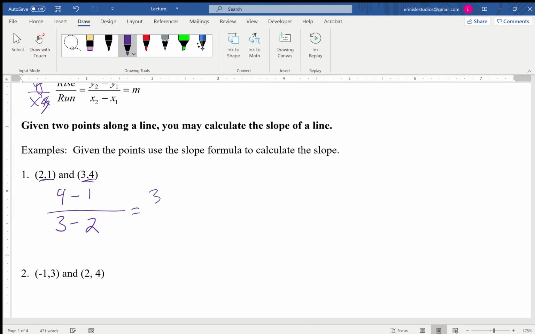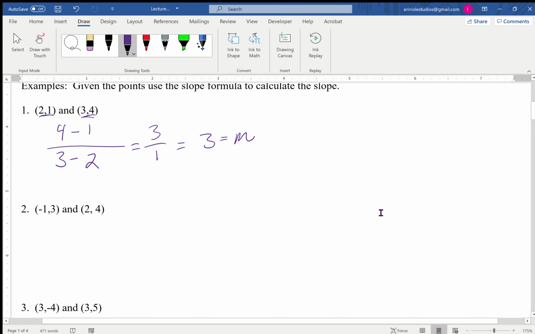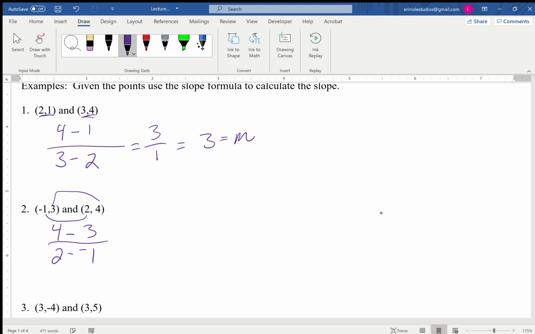4 minus 1 is 3. 3 minus 2 is 1. So my slope, known as m, is 3. All right, again, I'm going to take the bigger numbers first. So y over x minus y over x minus a minus 1. Remember, that makes this plus a plus 1. 4 minus 3 is 1. 2 plus 1 is 3. So 1/3 is my slope. A rise of 1 and a run of 3.